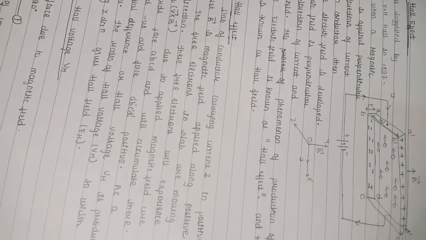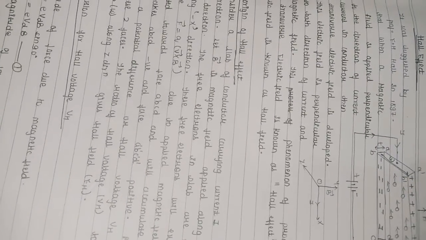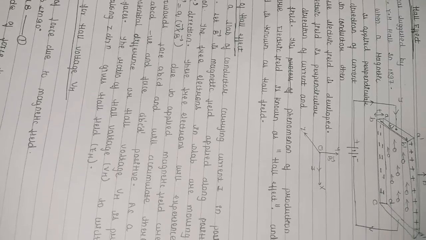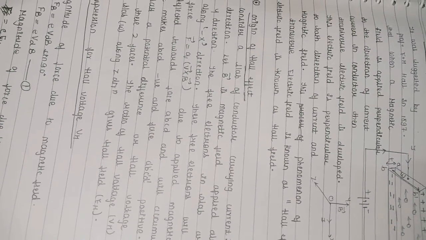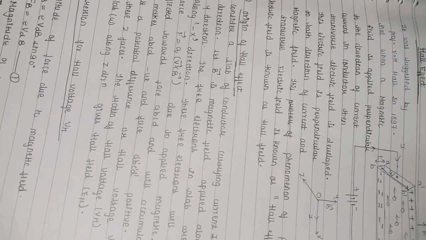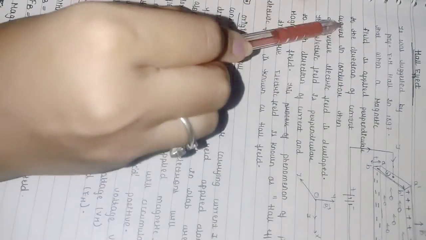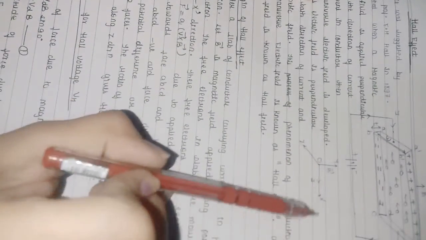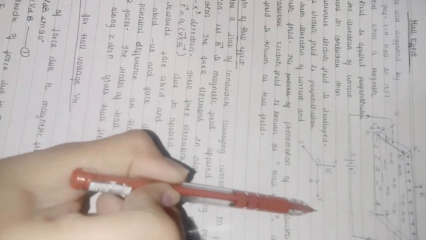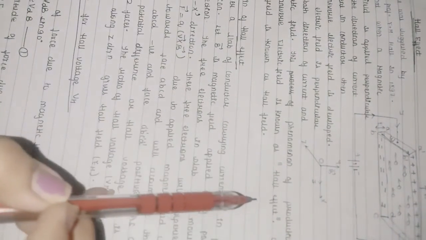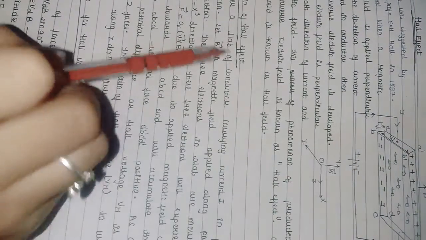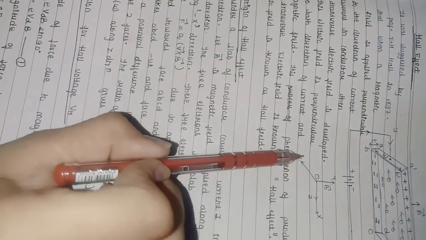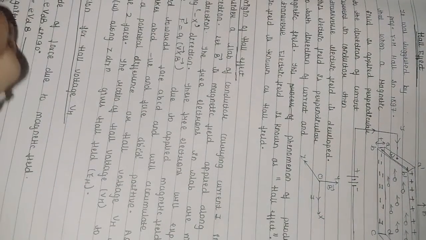This phenomenon of production of a transverse electric field is known as the Hall effect, and this electric field is called the Hall field. So according to the definition, it is when a magnetic field is applied perpendicular to the direction of current. That is, if we apply a current in the x direction and a magnetic field in the y direction, then a transverse electric field will develop in the z direction.